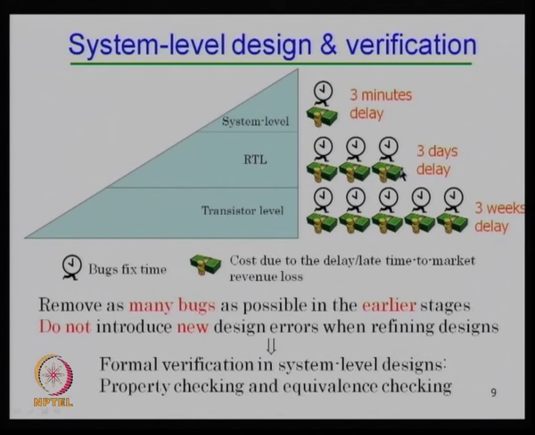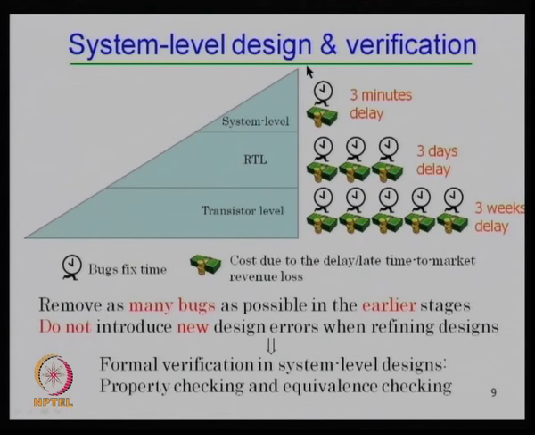What it says is that we should detect and fix as many bugs as possible at a higher level of abstraction, possibly at system level or at RT level. And then when we go from a higher level of abstraction to a lower level of abstraction, we should not introduce new bugs or errors. And this is the key thing in verification. So, we have to remove as many design bugs as possible at earlier stages, and we should not introduce new design errors when we are refining the design.